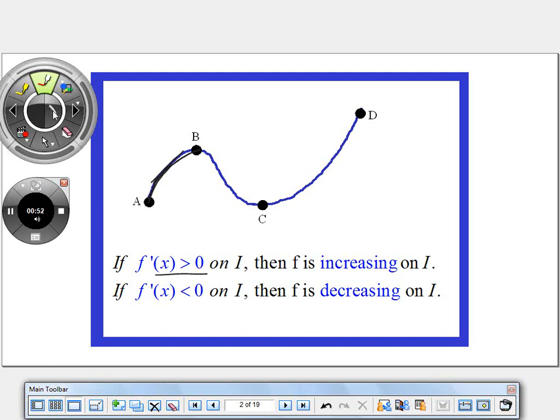And then it also makes sense that whenever a function is decreasing, the derivative would be negative for that whole interval, and so we can see the slope of the tangent line would also be negative there. So the first derivative tells you whether the function itself is increasing or decreasing.